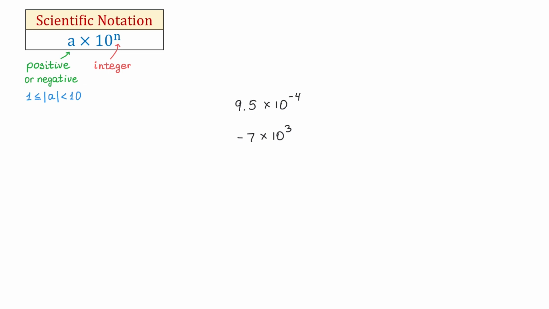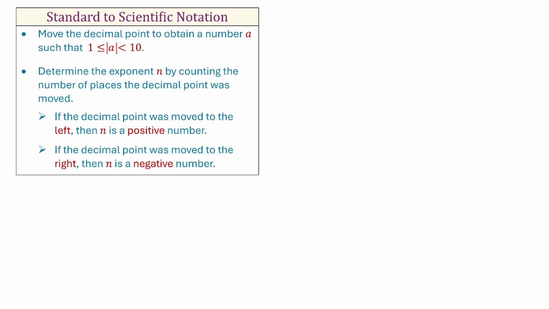Now, let's see how we can convert numbers from standard notation to scientific notation. So here we have the rules, and now let's say we have the number 25 million. This number is in standard notation, and some textbooks also call it ordinary or decimal notation. Because this is a whole number, the decimal point is to the right of the ones place, and we just don't display it if there are no decimal digits.